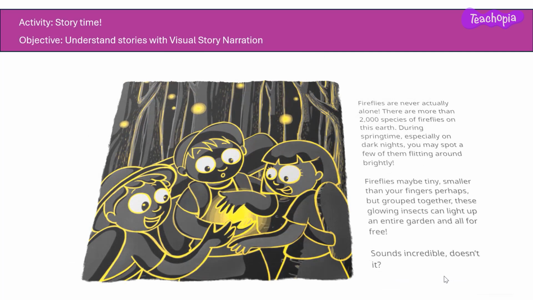Fireflies are never actually alone. There are more than 2,000 species of fireflies on this earth. During springtime, especially on dark nights, you may spot a few of them flitting around brightly. Fireflies may be tiny, smaller than your fingers, perhaps, but grouped together, these glowing insects can light up an entire garden, and all for free.